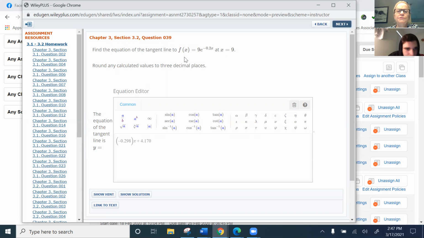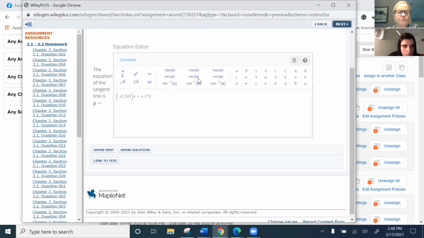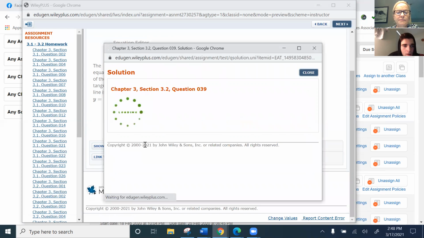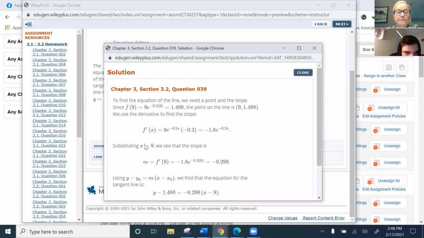So what they're asking you to do is just find the derivative of this, right? Right. And then use point slope form, basically. Let's see if they give a good explanation. Otherwise, we can do it together. Okay. So we need a point and a slope, right? Right. And they tell you they're interested in everything at 9. So if you put 9 in the original equation, you're going to get this. So this is a point on the line, 9 and 1.488.